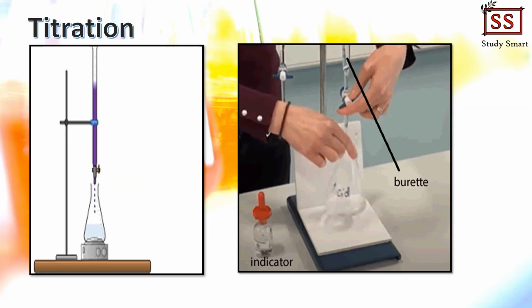Now, let's look at titration. Titration is a method used to find out how much acid is in a solution by slowly adding an alkali to it. So, here is how it works. You start with your acid solution in a container and you add a few drops of indicator to it.